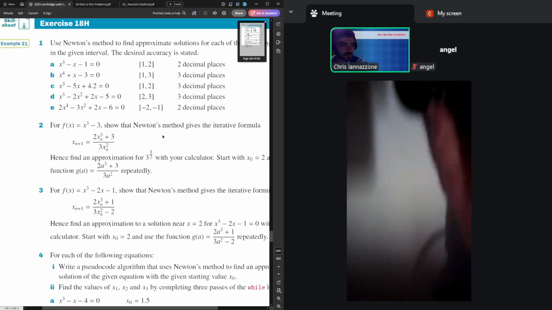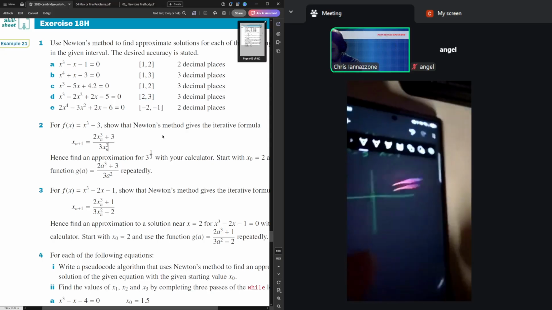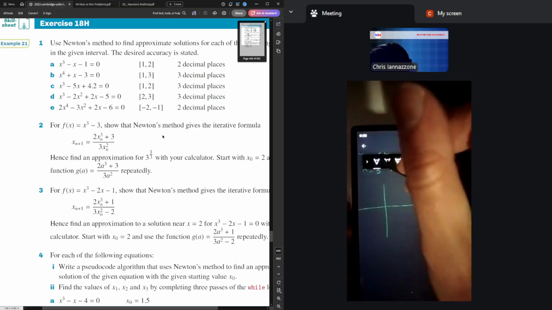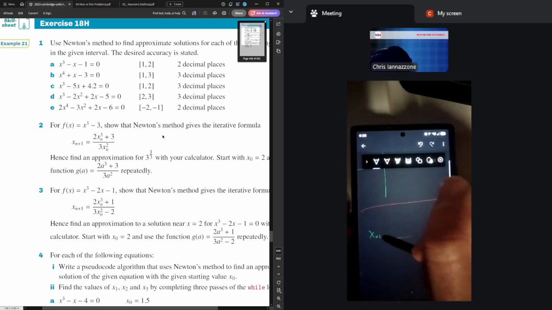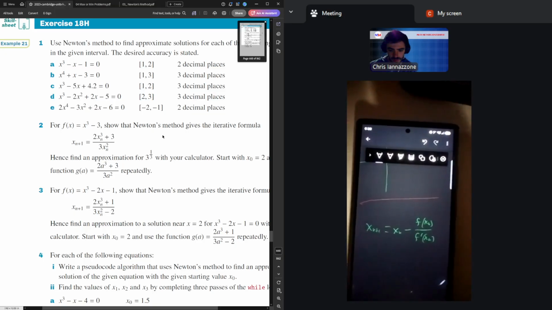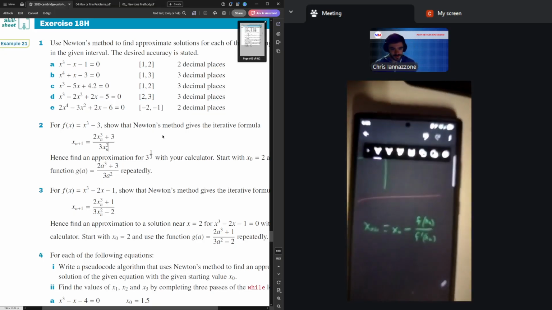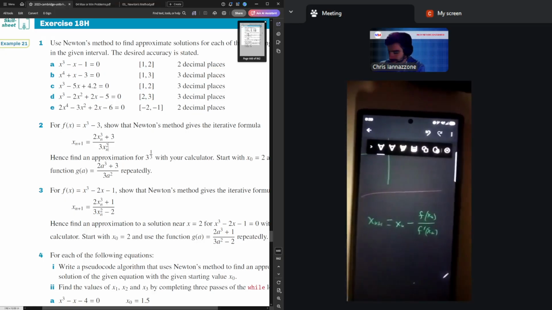So, how do we get to that? How does Newton's method give us that equation? Well, if we recall what Newton's method is all about, it is the equation x_{n+1} is equal to x_n minus f of x_n over f dash of x_n. Again, the n's, the n plus 1s, aren't particularly relevant. Oh no, everyone's gone. It's fine. Oh well, at least the recording will have it.